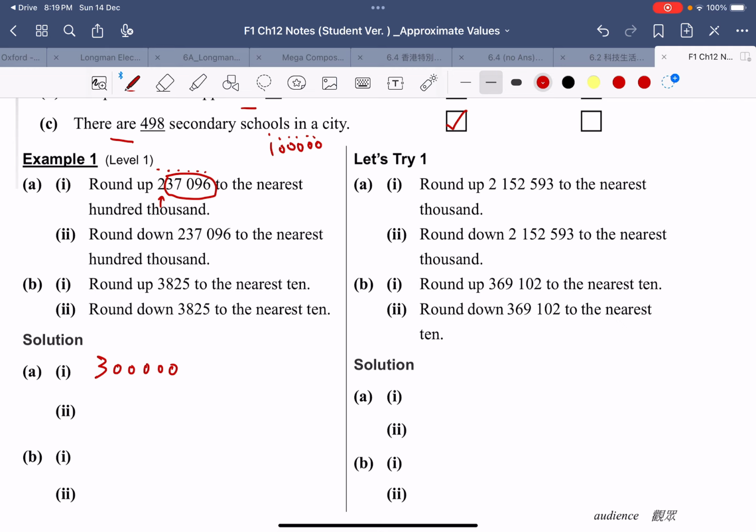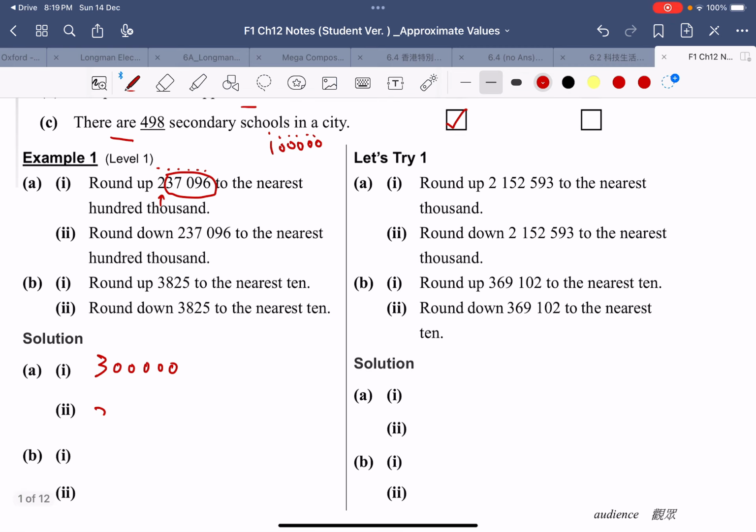Next, we are going to round down to the nearest 100,000. This time, just stay at 200,000. Leave all the place values, and these numbers all become 0. Okay, part B.